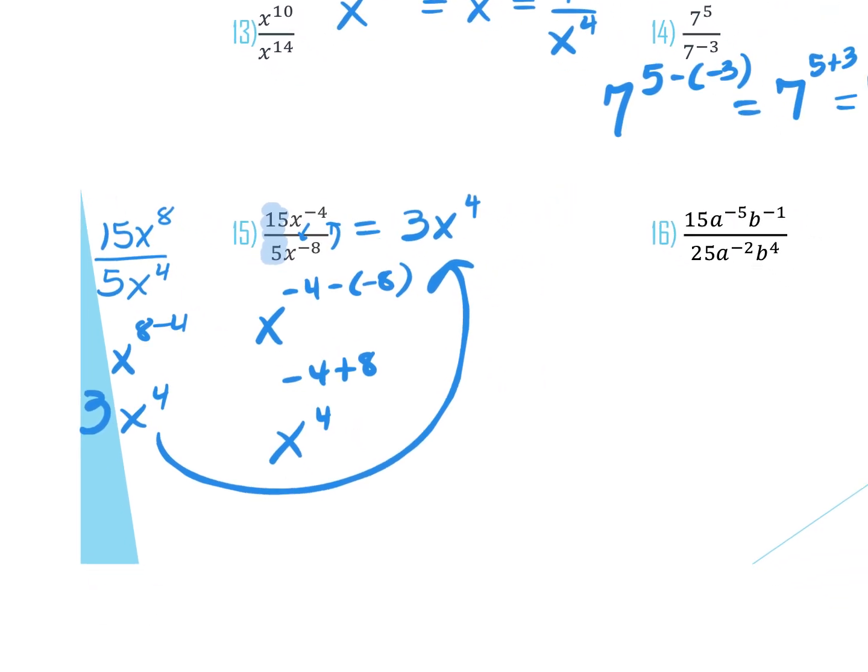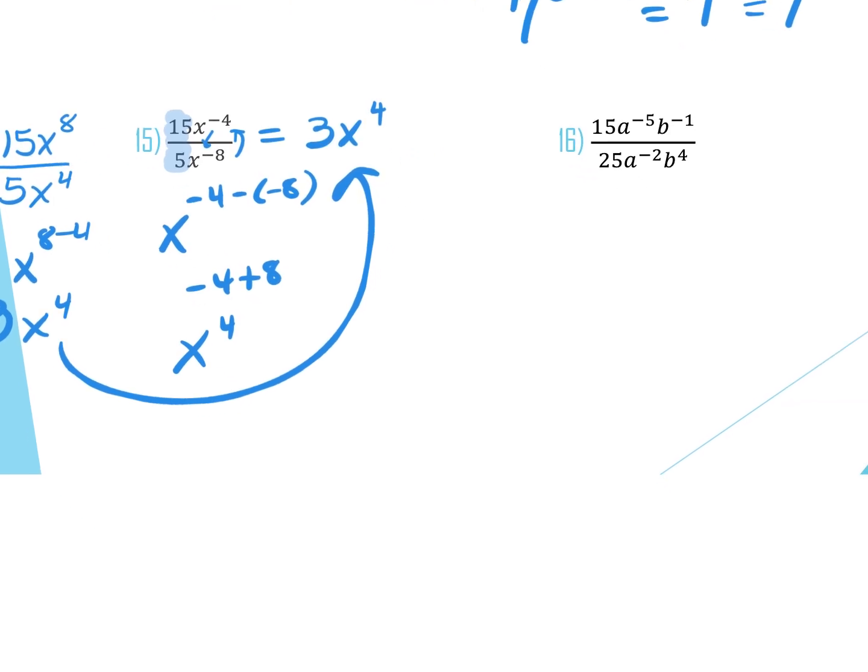Number 16, same scenario. I like to just leave it the way it is and subtract them. But again, you could move this one to the bottom, this one to the top, this one to the bottom, and then use your rules for multiplication and division. But I'm going to go ahead and just subtract them the way they are. Now I'm going to first reduce the 15 over 25. I can divide these both by 5, and it simplifies to 3/5.